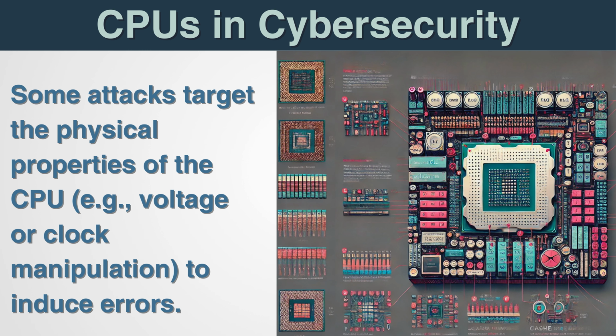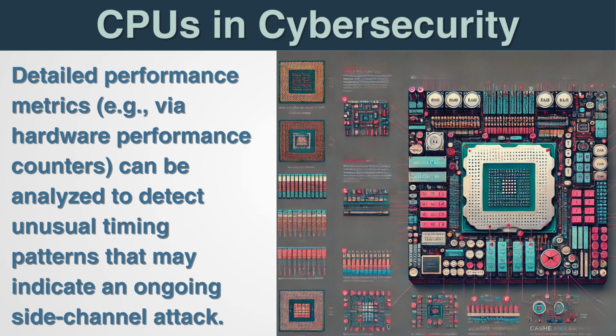Some attacks target the physical properties of the CPU, like voltage or clock manipulation, to induce errors. Knowledge of how instructions are processed at the microarchitectural level can aid in designing countermeasures such as redundancy checks or error-correcting codes. Detailed performance metrics, like via hardware performance counters, can be analyzed to detect unusual timing patterns that may indicate an ongoing side-channel attack. Understanding the CPU's timing characteristics helps in setting accurate thresholds for anomaly detection.